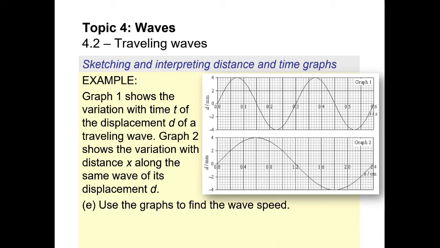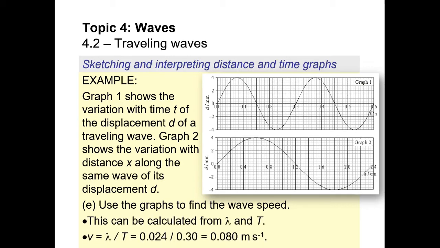Use the graph to find the wave speed. Wave speed is wavelength over period. Wavelength is 0.024 meter and time is 0.3 second. So that gives us 0.08 meter per second.